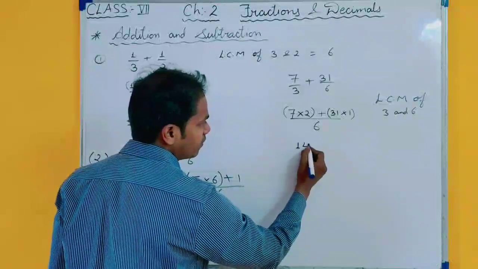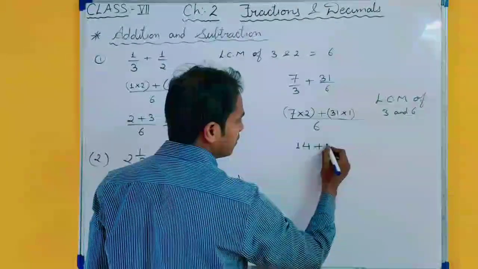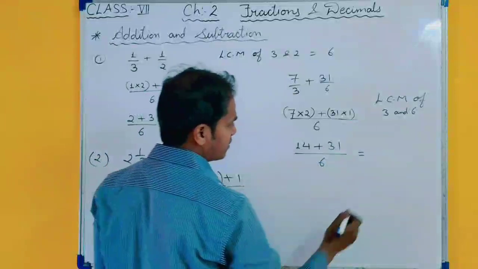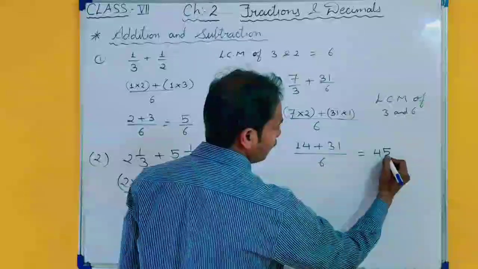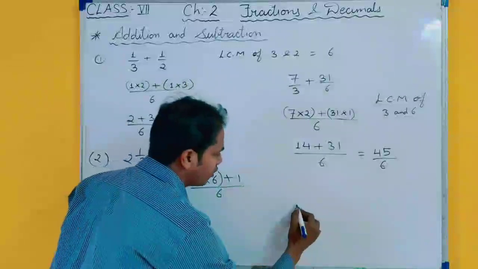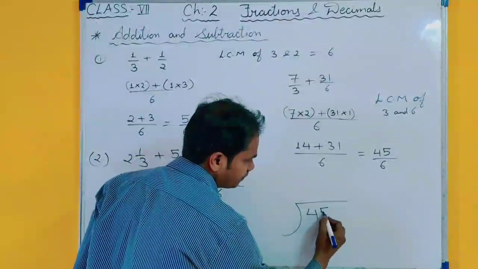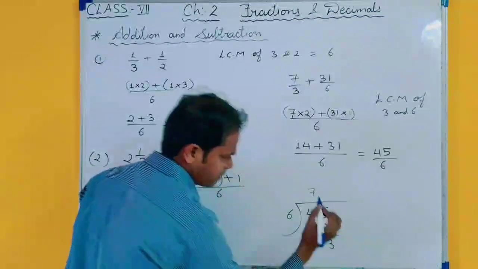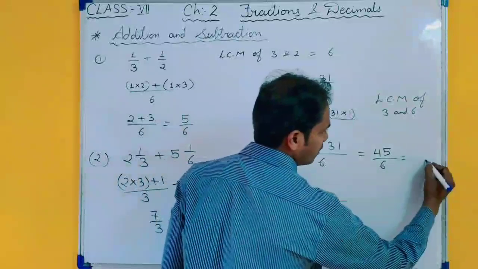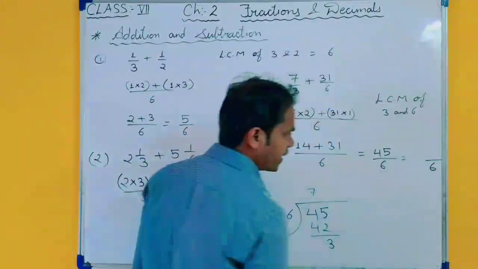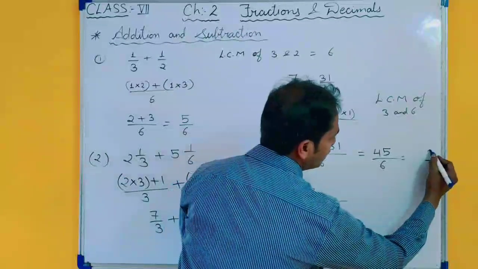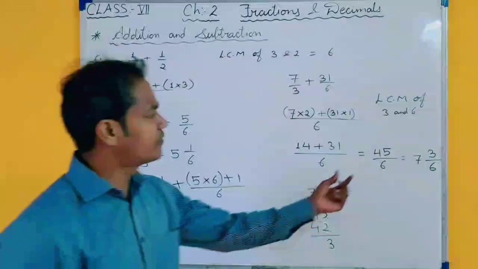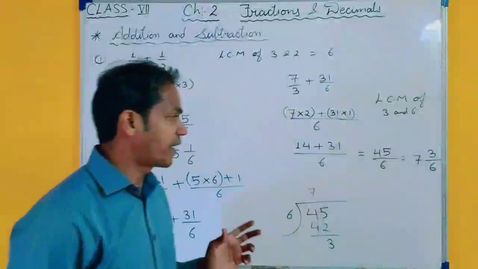7 twos are 14 and 31 ones are 31, divided by 6. Okay. So 14 plus 31 is equal to 45. 45 divided by 6. Again you can change it into mixed fraction by dividing. 6 sevens are 42. Your remainder is 3. So how will you write in mixed fraction? You are dividing by 6, so 6 will come in its place only. What is the remainder? 3. 3 will go here and 7 will come here. This is your answer. You have changed again this improper fraction into mixed fraction.